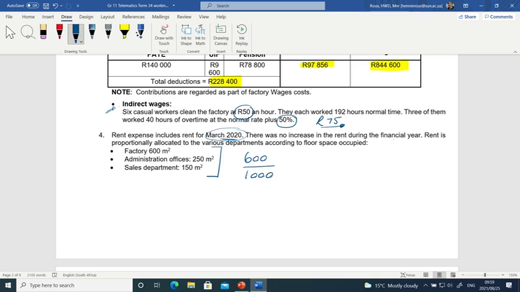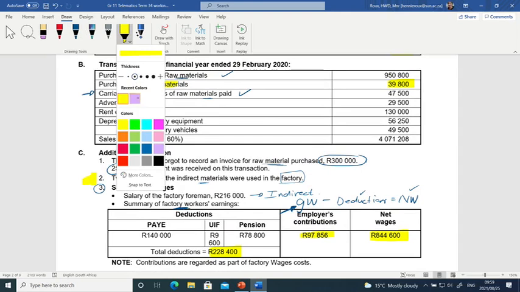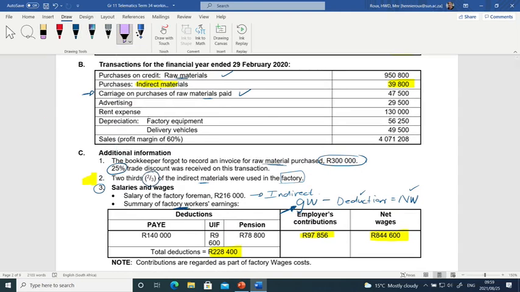Now we're looking for rent expense. There we have our rent expense, 130,000. But that 130,000 was received for 13 months. So we must multiply by 12, divide by 13. We must subtract that 1 month that we've received in advance. And then we must multiply by 600, divide by 1,000.